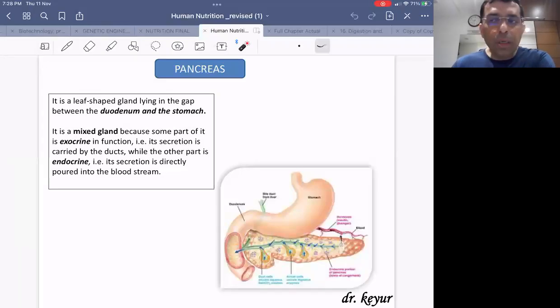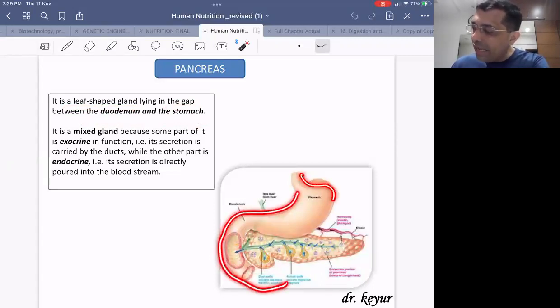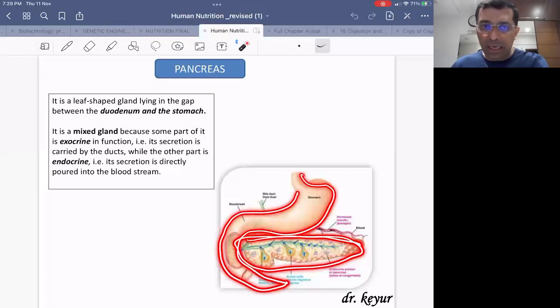And now that we have talked about the liver, we come to the very important gland, the pancreas. The pancreas is a leaf-shaped gland lying in the gap between the duodenum and the stomach. तो stomach और duodenum का जो ये gap है, उसके अंदर आपका leaf-shaped pancreas होता है.